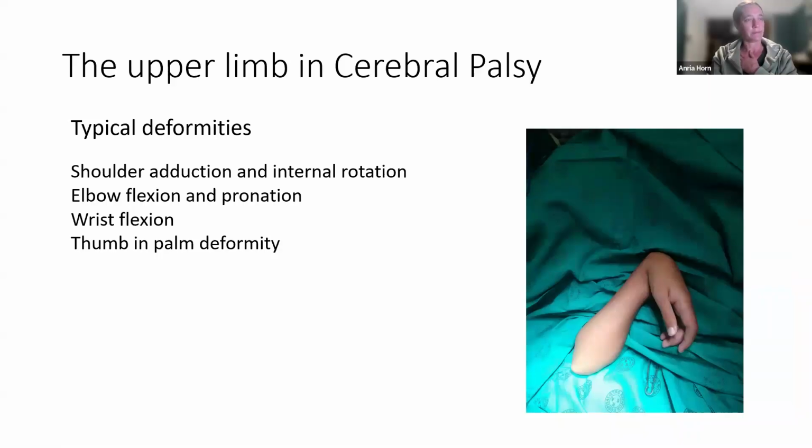The upper limb in CP. Okay, I'll take a pause. I'm just going to have something to wet my throat.